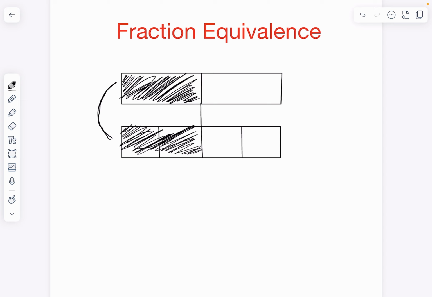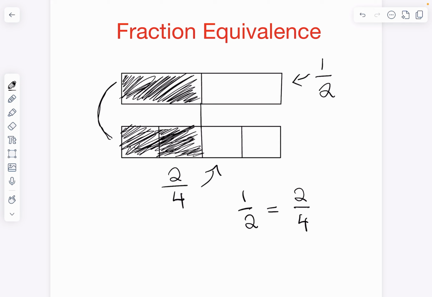So here we have 2 pieces of 4 whole pieces, this bottom one right here. But at the top, we have 1 piece of 2 whole pieces of the box. So you're telling me that 1/2 is equal to 2/4. Why? Because they have the same value. I just showed you that they still represent the same amount of shaded volume right here. And that's what it is.